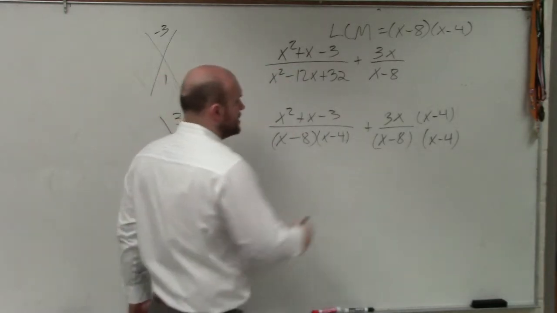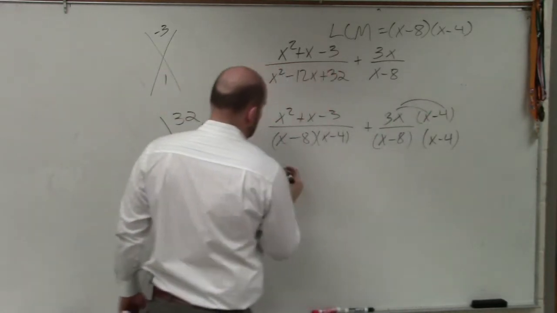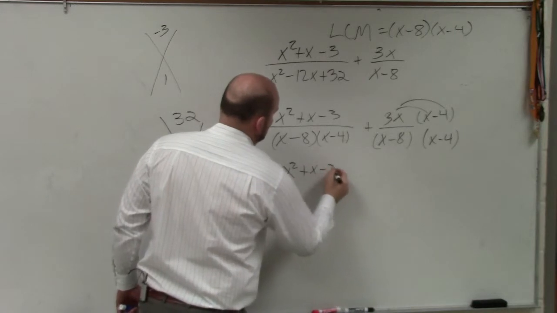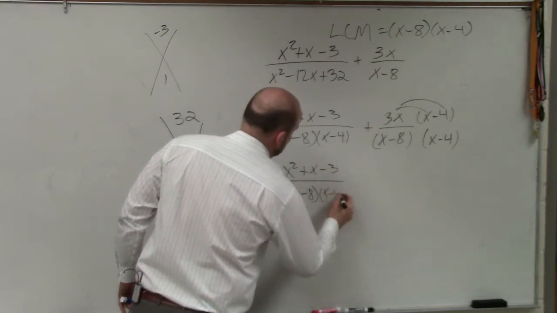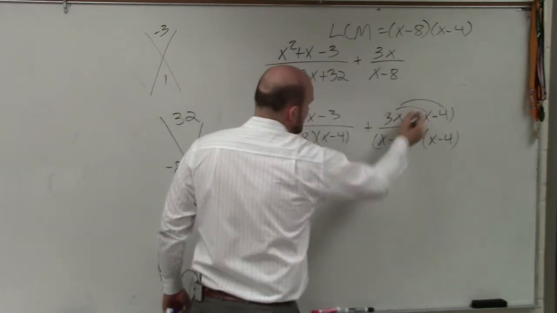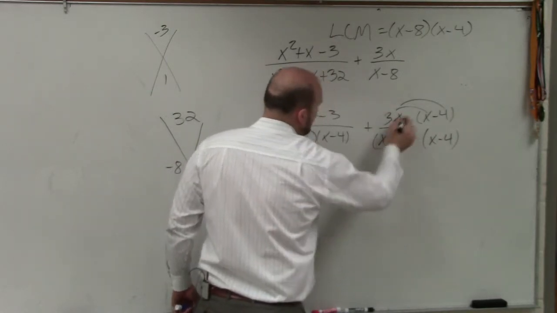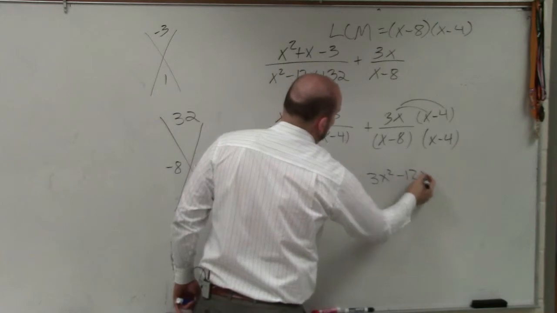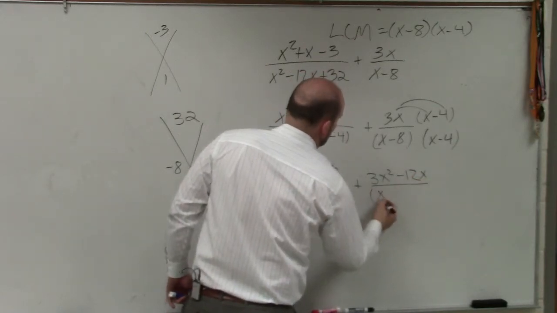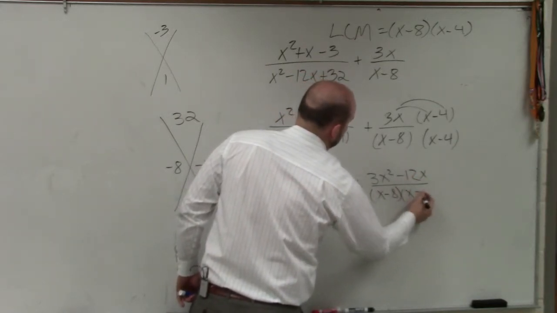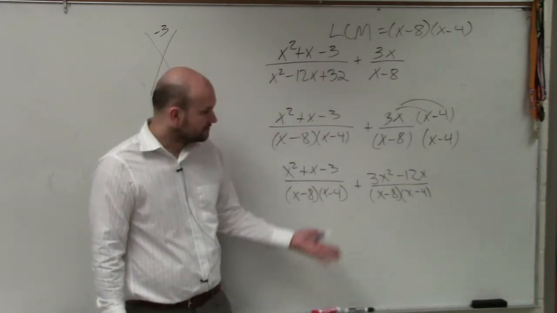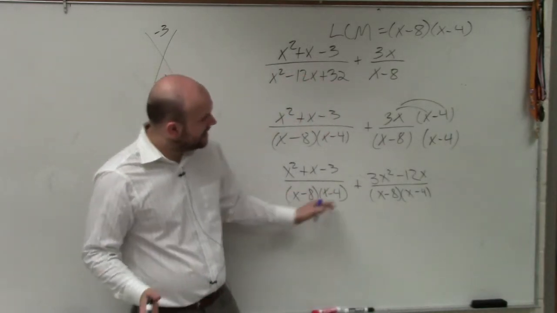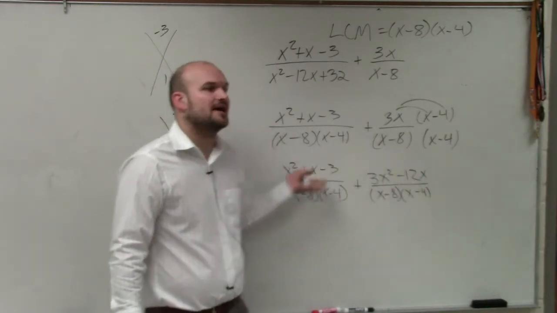OK? So we apply distributive property here. So I have x squared plus x minus 3 all over x minus 8 times x minus 4 plus 3x times x is 3x squared. 3x times -4 is a -12x all over x minus 8 times x minus 4. And then what I want you guys to see here again is, do you guys see that we have common denominators? So now we just add our numerators.